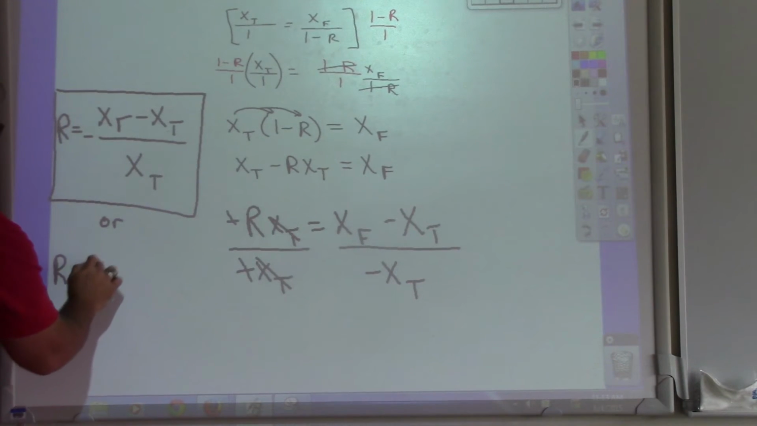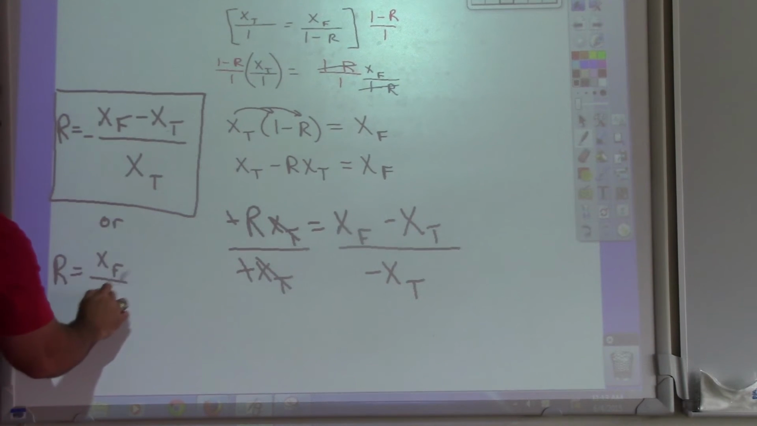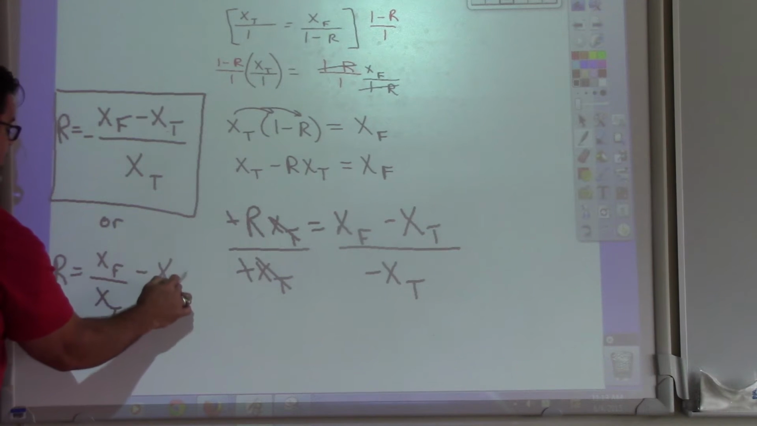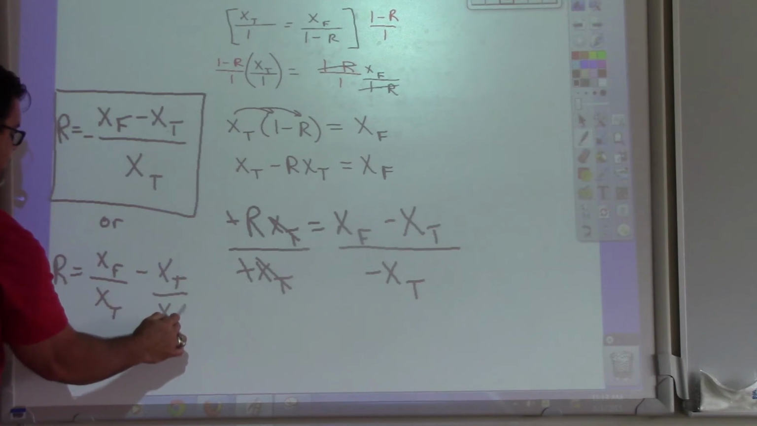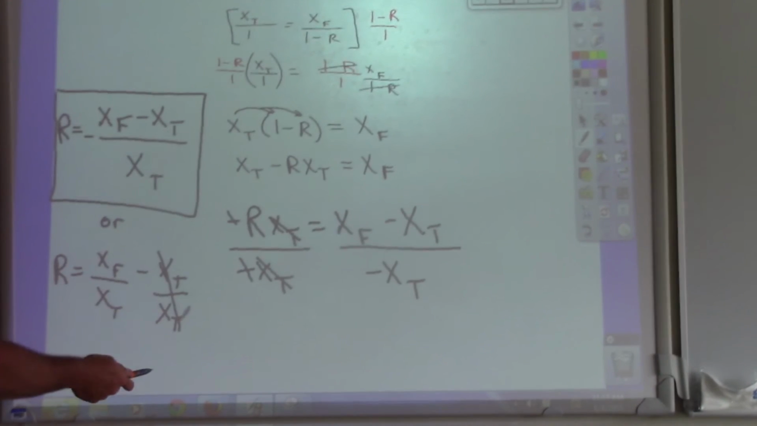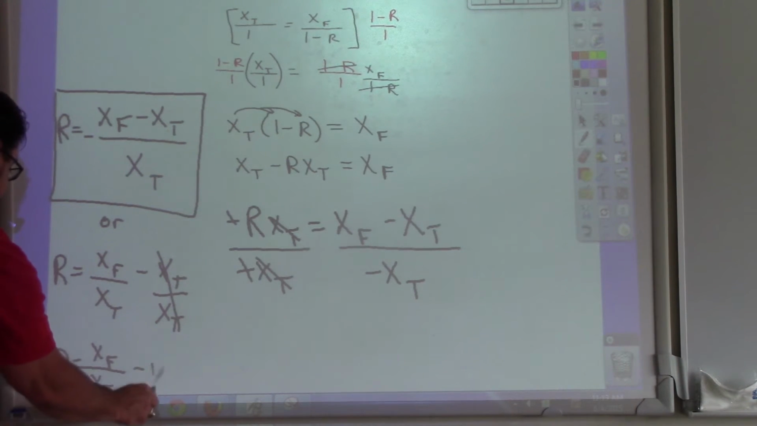r is equal to x sub f over x sub t minus x sub t over x sub t. And what happens to the x sub t's? 1. Make sure you don't put a 0. r is equal to x sub f over x sub t minus 1.